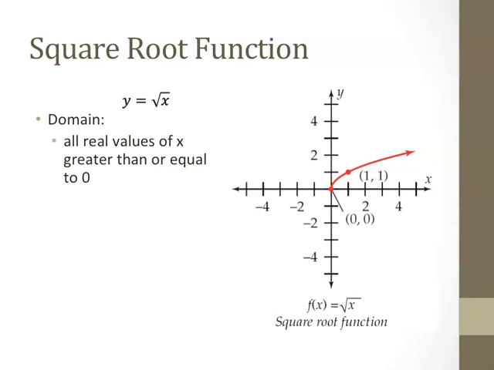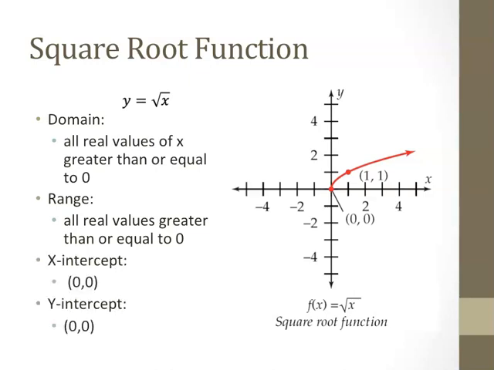Now if you look at the range, you'll notice that the range is also going to be all real values that are greater than or equal to 0. The reason is because anytime you take the square root of a number, you'll always end up having a positive value for y. The only exception is the square root of 0 is equal to 0, and 0 is the only non-positive value that will work. All right, so we have an x-intercept and a y-intercept at 0, 0.